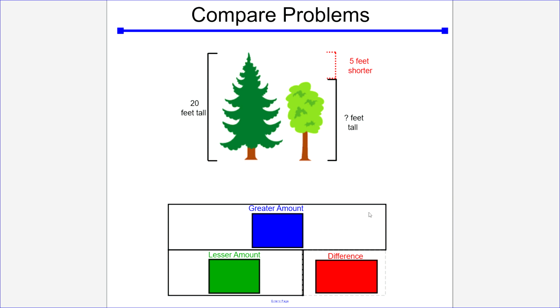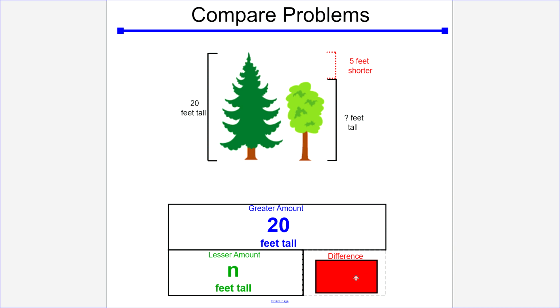I want you to think, what is the greater amount in this problem? Of course, the greater amount in this problem is the taller tree because it has more height. It is greater. Since the taller tree is 20 feet tall, our greater amount is 20 feet tall. What is the lesser amount in this problem? The lesser amount is, of course, the height of the shorter tree. We do not know the height of the shorter tree, so we will put n feet tall for that.